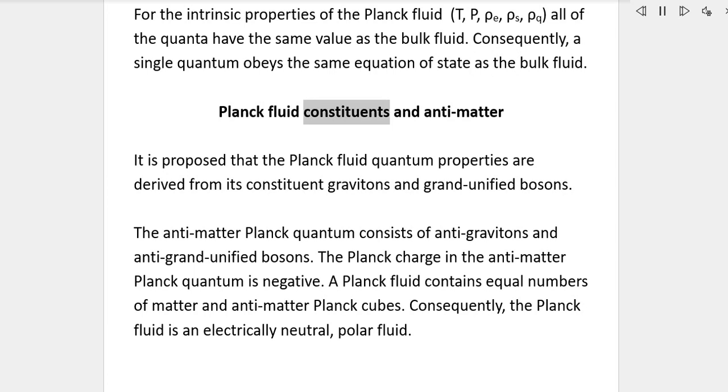Planck fluid constituents and antimatter. It is proposed that the Planck fluid quantum properties are derived from its constituent gravitons and grand unified bosons. The antimatter Planck quantum consists of antigravitons and antigrand unified bosons. The Planck charge in the antimatter Planck quantum is negative. A Planck fluid contains equal numbers of matter and antimatter Planck cubes. Consequently, the Planck fluid is an electrically neutral, polar fluid.